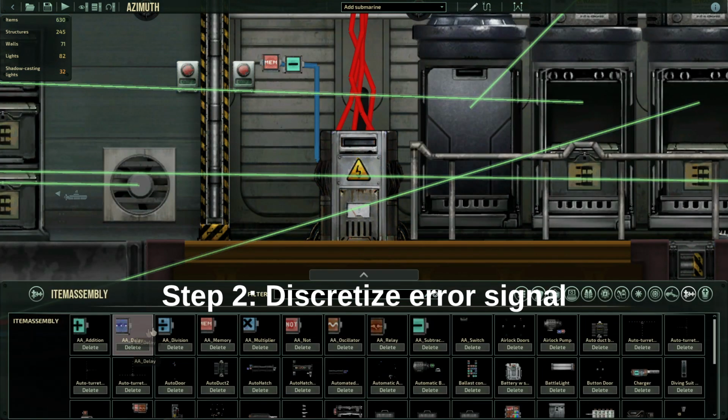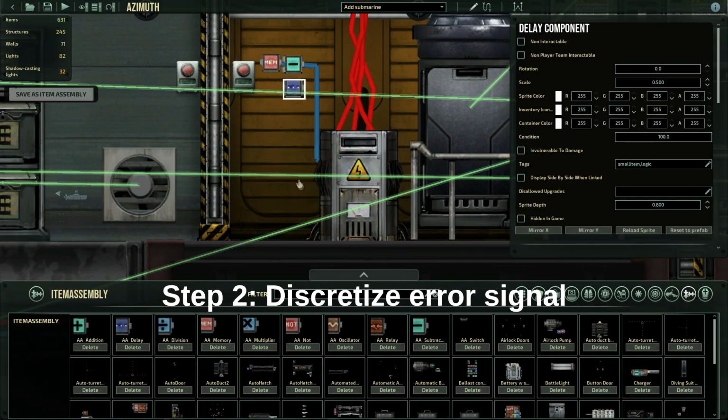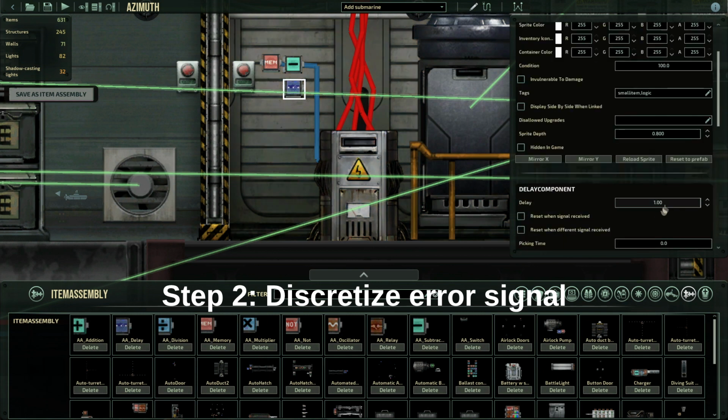Discretizing the signal is as easy as adding a delay block. I recommend setting your intervals for about 20 milliseconds.